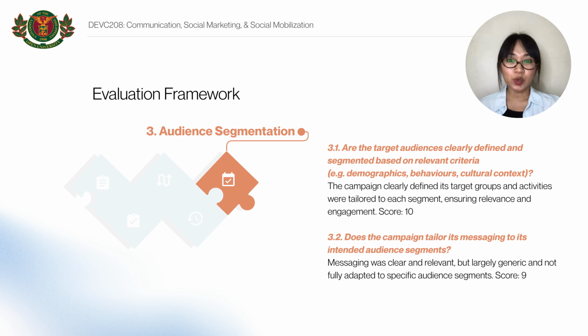For 3.2, does the campaign tailor its messaging to its intended audience segments? The campaign's messaging was clear and consistent, but overall, the content style remained fairly generic. While the messages effectively communicated the campaign's purpose, they were not significantly adapted to the nuances of each specific audience segment. Despite this, the communication remained relevant and accessible across all groups. So my score is 9.